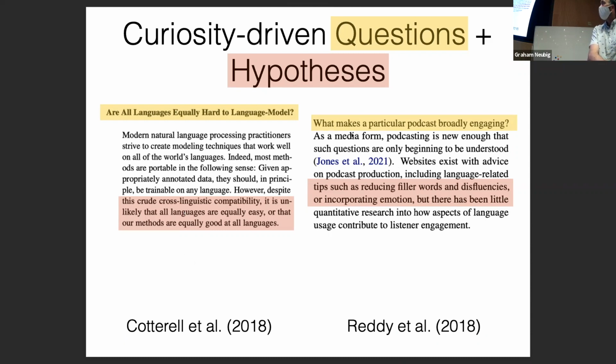For example, they would like to know when a podcast is viewed as engaging or not. And they have some hypotheses. So fewer filler words and disfluencies, more emotion are things that have been cited in previous anecdotal accounts or best practices guides for creating podcasts. But they would be able to then verify this by extracting features that correlate to these things and testing whether they're useful in predicting whether a podcast gets a lot of viewership or not.